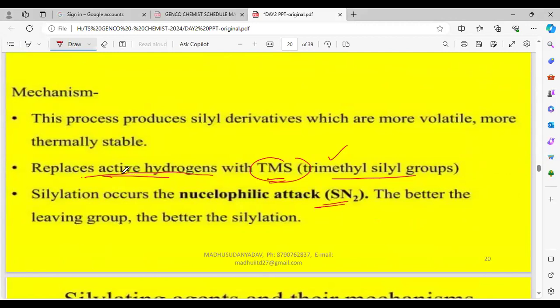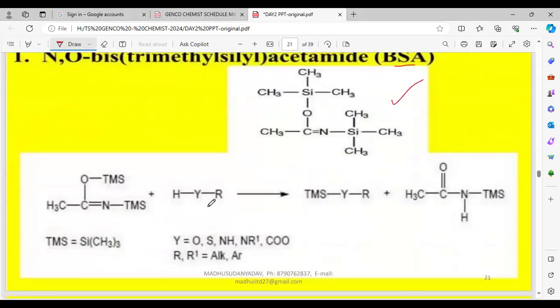Whatever the sample you have, wherever the active hydrogen is in your sample, TMS replaces that active hydrogen. That is the mechanism. While it is replaced, the attack comes from the back side, which is why it is SN2. Now look at this. This is your sample, RYH. In place of Y, you can take anything like oxygen or sulfur. If you keep oxygen, ROH, the sample is alcohol. If it is S, that is thiol. If it is NH2, it becomes RNH2, amine; NR2, dialkylamine; COOH means acid group. So these are the different samples you are dealing with.